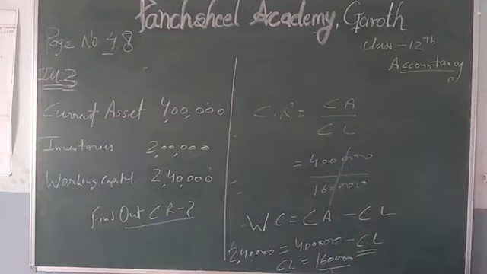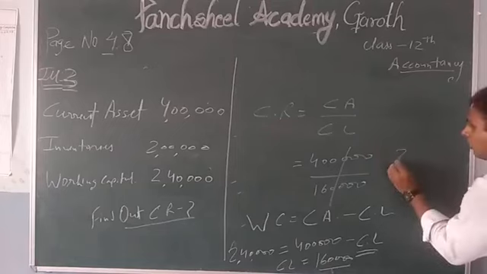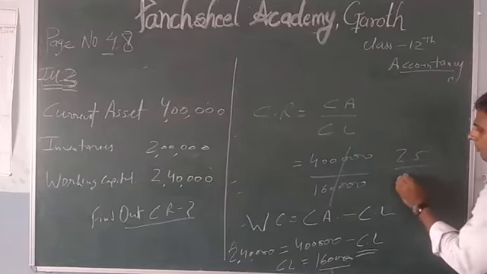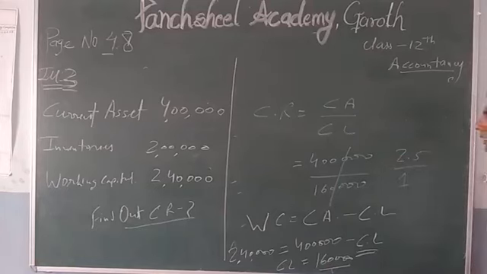1,60,000. If I cut it, what current ratio will come? It comes 2.5 by 1. That means, interpretation: our current ratio says that our current assets are 2.5 times more than current liability. Got this third question? Learn it, revise it very well, practice at your home. Moving toward the next question.